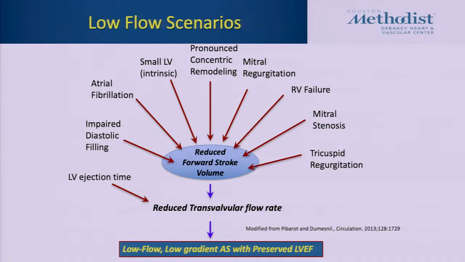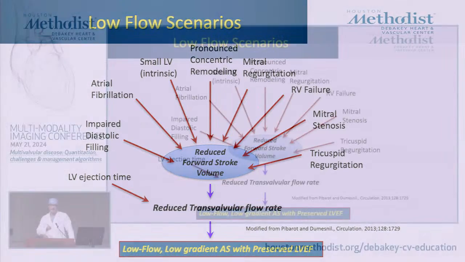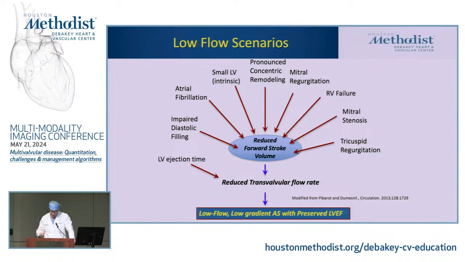So the top left here, the small LV, we just talked about that one. That's an example of paradoxical low flow, as we see in AS. Pronounced remodeling, same thing. A thick chamber takes away volume of the ventricle, leads to a lower stroke volume. Mitral regurgitation is an important one because that's the idea of lost flow. So the EF can be normal, but that flow is not going forward out the aortic valve, it's going backwards into the LA. So that's low flow through a mechanism of lost flow.